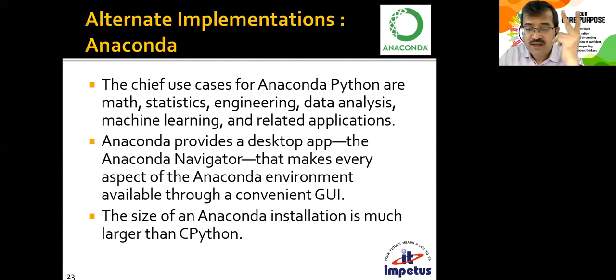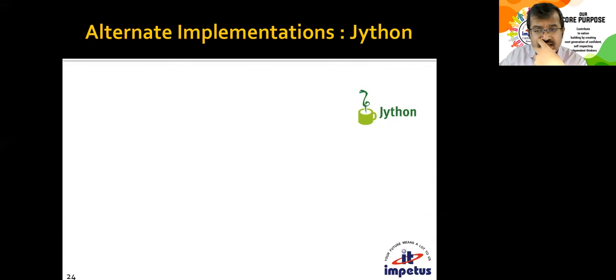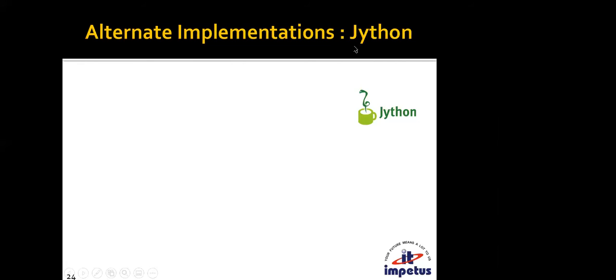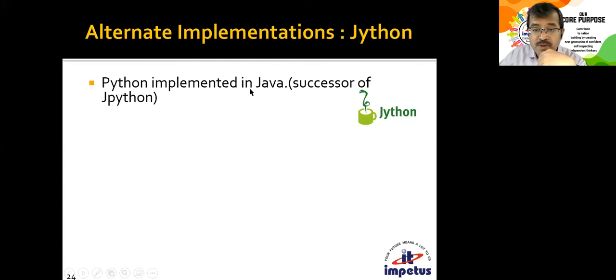So we saw one is the standard, that is CPython. The second one we saw is Anaconda. We'll be using both in our course. We will use Anaconda as well, and we'll also be working with CPython. Now, there is another implementation of Python that is available, called Jython. You can make your guess. Just as C stood for the C language in CPython, J stands for Java in Jython. So it is implemented in Java. That means Python is implemented in Java.